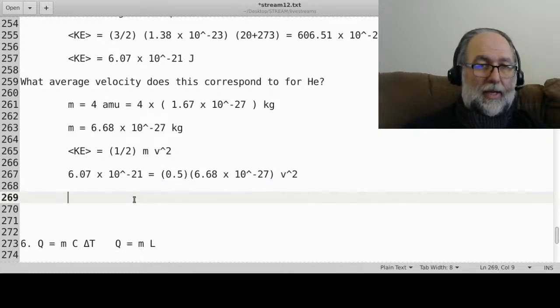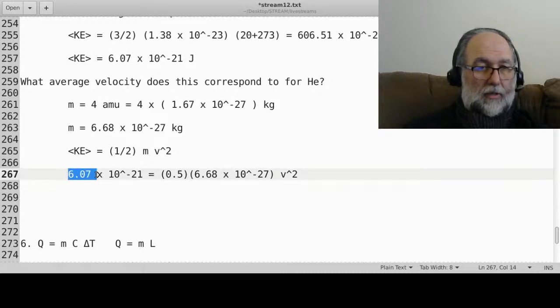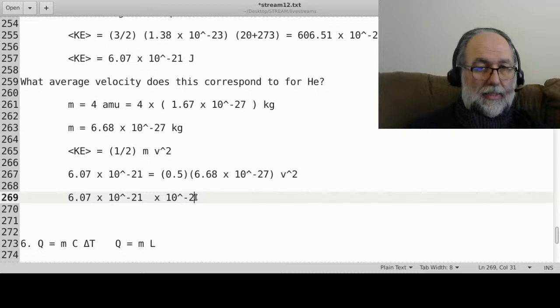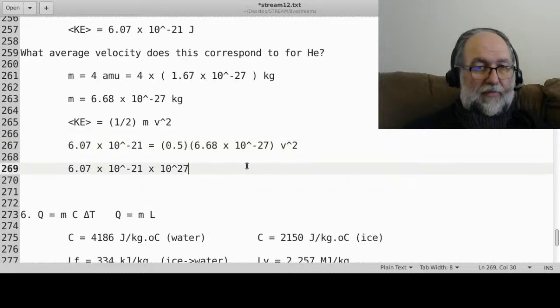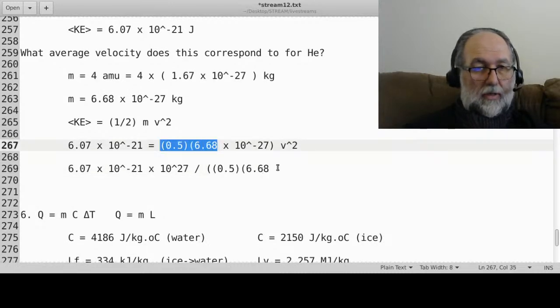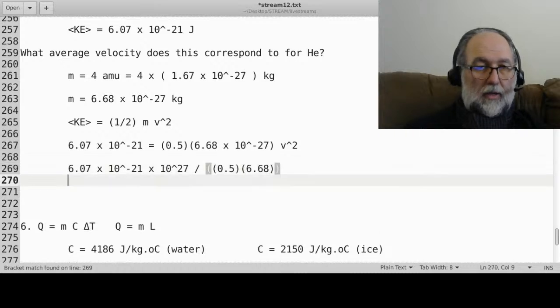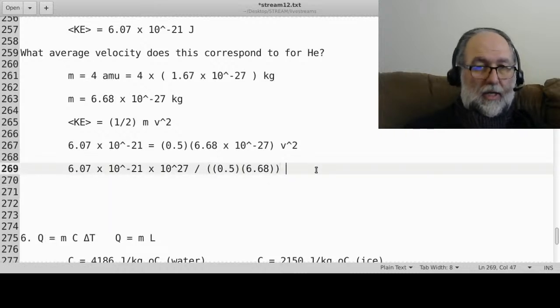Let me solve this. My calculator is being a little bit funny with exponentiation, so multiply both sides by 10 to the positive 27, because that would get rid of that, and then divide by this. All right, so that's going to equal v squared. So what did I do there?